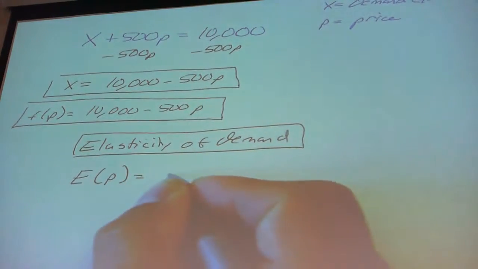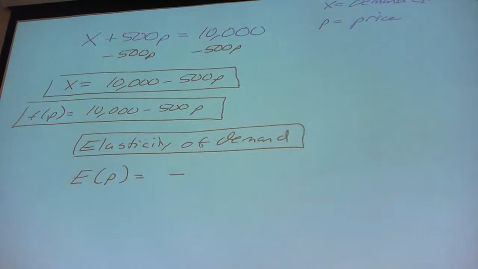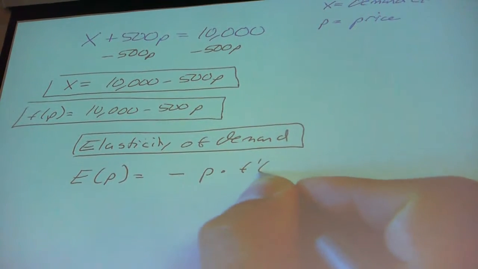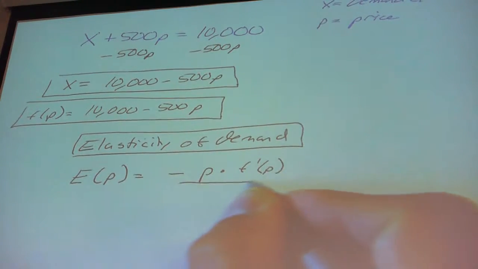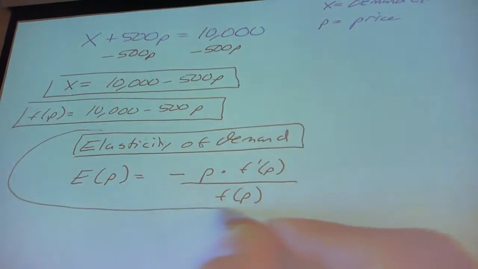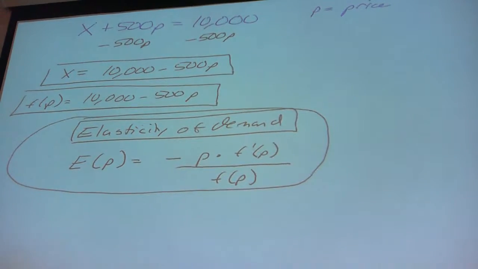Here's the formula you need to know. E of p equals negative, always a negative, p for price times the derivative of the function over the original function. That's the formula you need to know to find elasticity of demand. We're going to go through that very slowly, make sure every part makes sense.